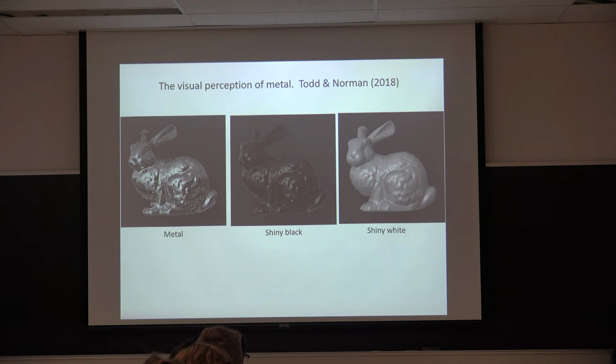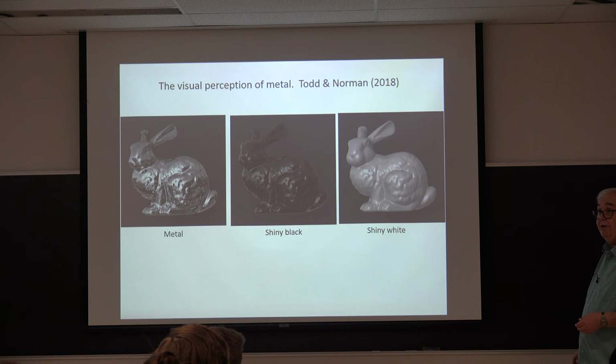Oh, that's not the slide I thought was coming up. Okay, this works anyway. So let's consider this object right here. This is a shiny white object. The white part is the diffuse layer that's scattering. And then the highlights that you see along here are the smooth layer that's reflecting in a specular way.